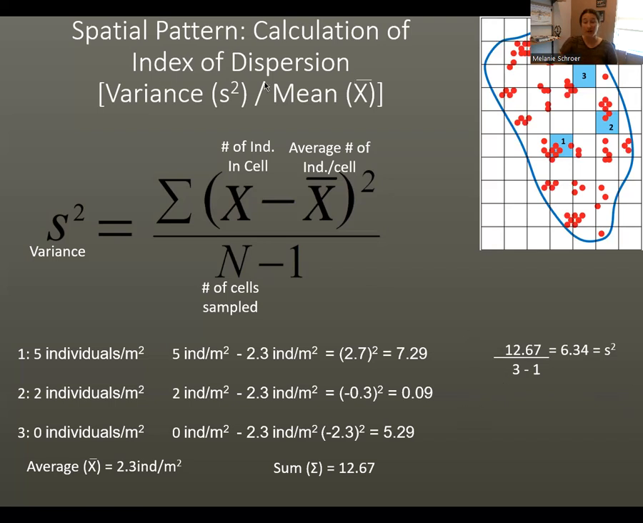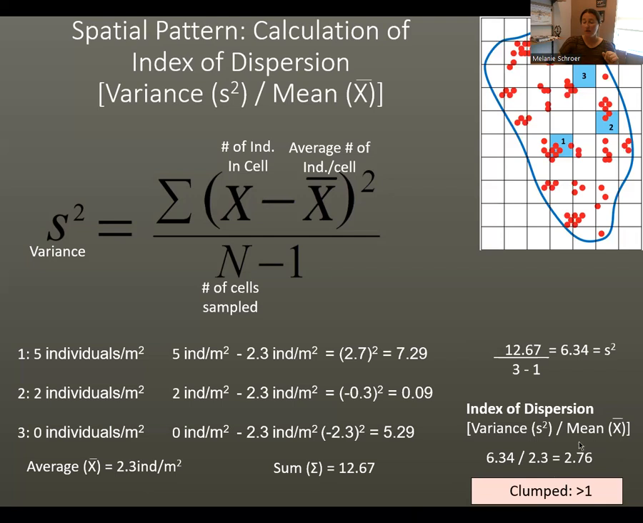The index of dispersion is the variance over the mean. So index of dispersion, variance over mean, 6.34 over the average, 2.3, is a total of 2.76. Remember that there are 3 different options: we have clumped, uniform, and random. If the index of dispersion is greater than 1, we call the population clumped. That makes sense when we take a look at this. Here's a clump, and here's a clump, and here's a clump. So this is a clumped, very common distribution.